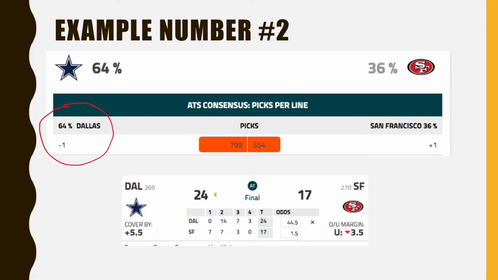So in this situation, we got Dallas -1. We'll go with the public here and play Dallas, and we would actually win. You look below, they actually won by 7, which again is the second most important number in NFL handicapping. So that game we just wager the normal amount, risk 110 to win 100, win that game up 1 unit.